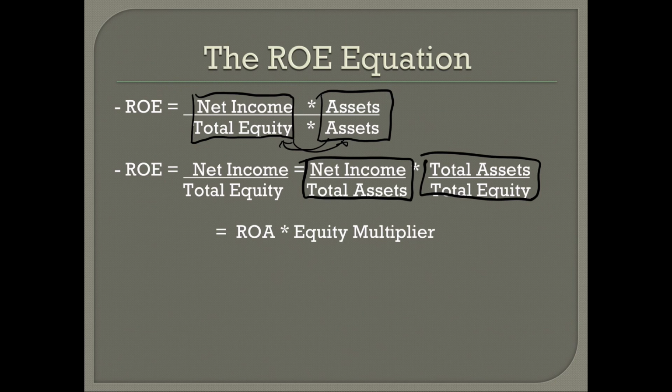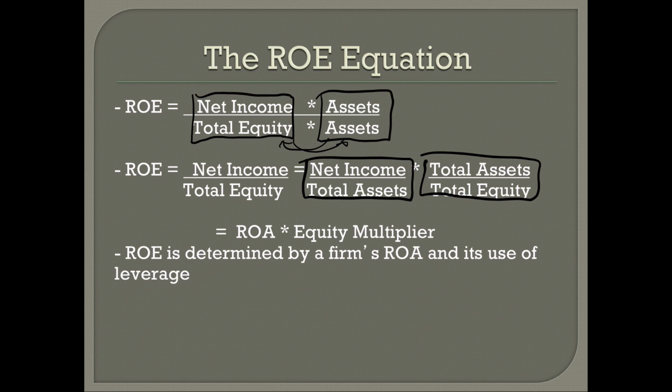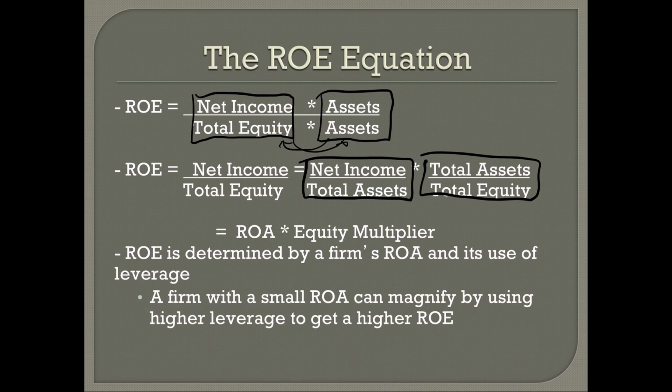So we can see that the first step in the DuPont identity showcases that return on equity is determined by a firm's ROA, so their profitability using their assets, and its use of leverage. That's what the equity multiplier showcases. How much debt are they using in their capital structure? So a firm with a small ROA can actually magnify their ROE by using a higher leverage, so using more debt in their capital structure. That is just step 1 of the DuPont.